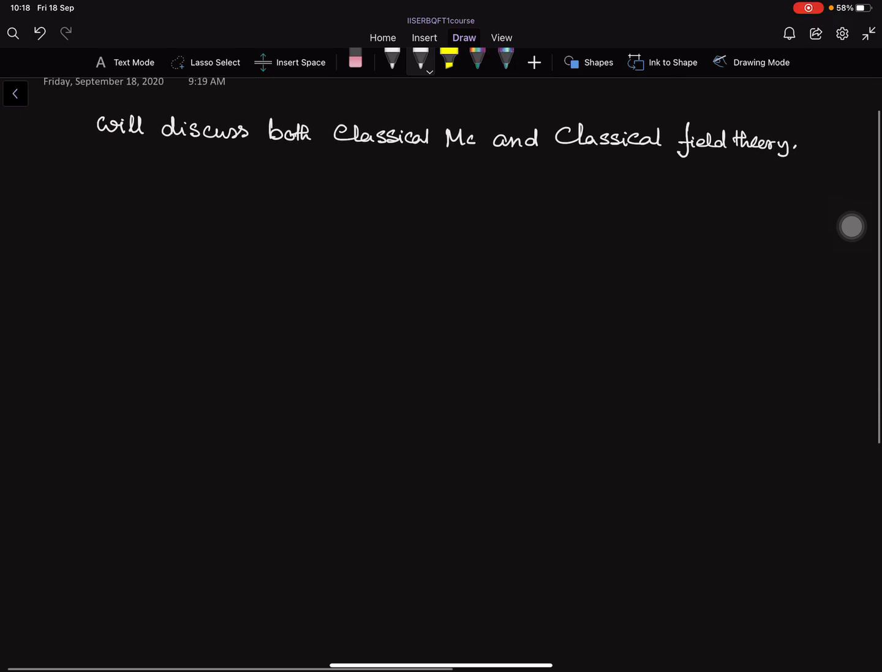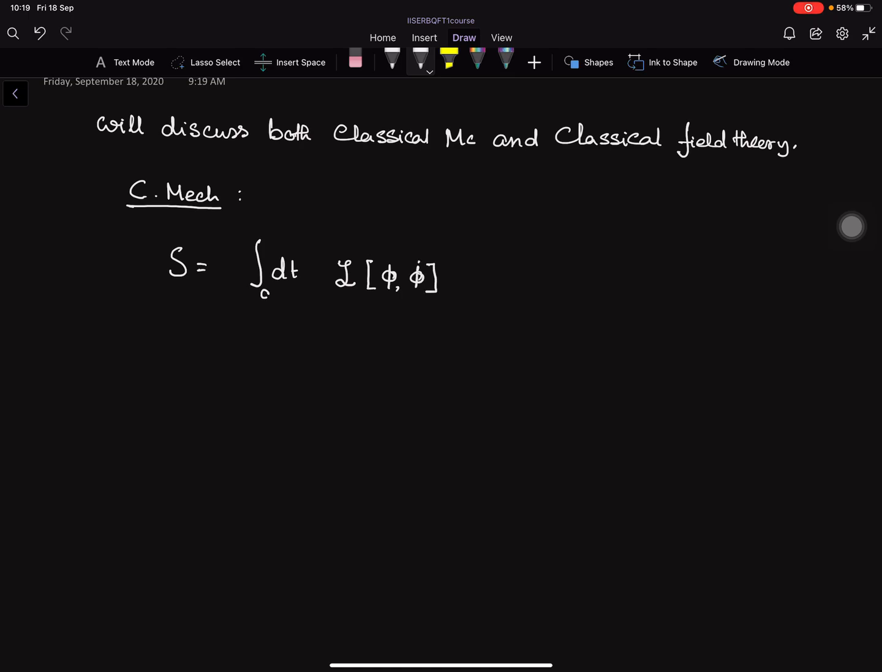Okay, so let's start with the simplest case, which is the case of classical mechanics. Let's say in classical mechanics we are given an action S which takes the following form. For the moment let's not specify the range of values of t. Let's just denote it as m.